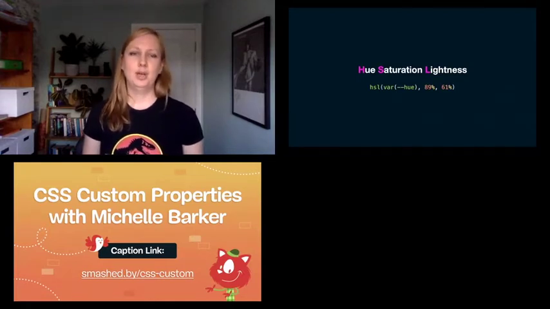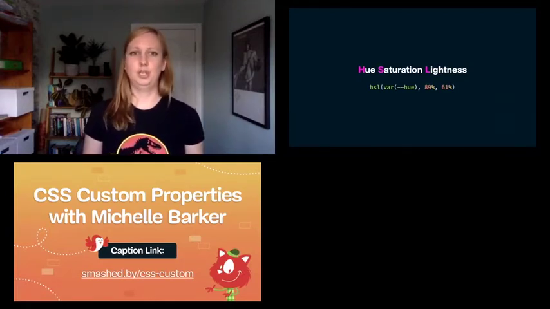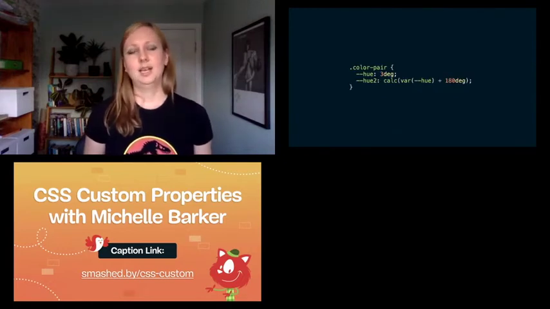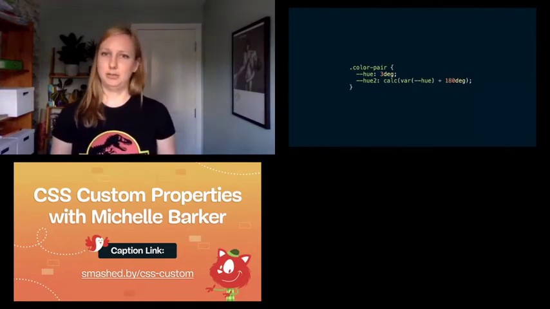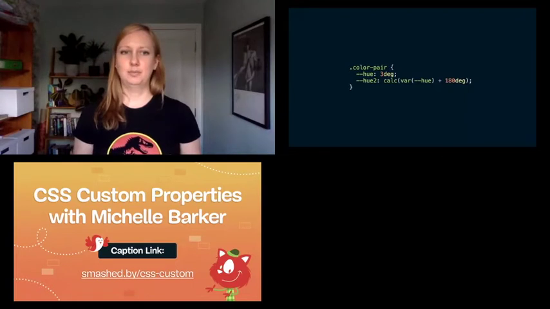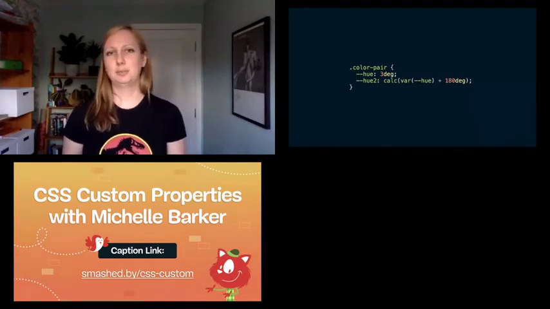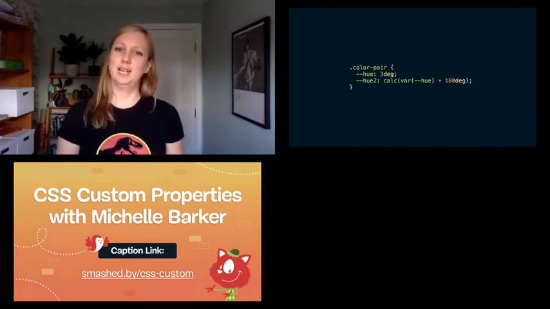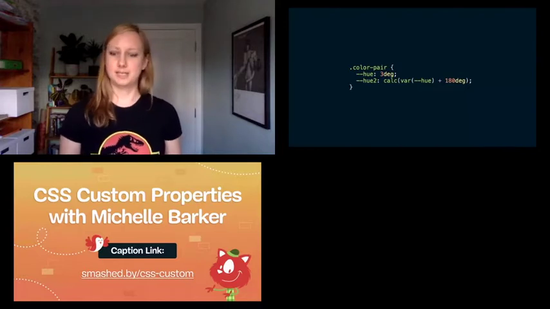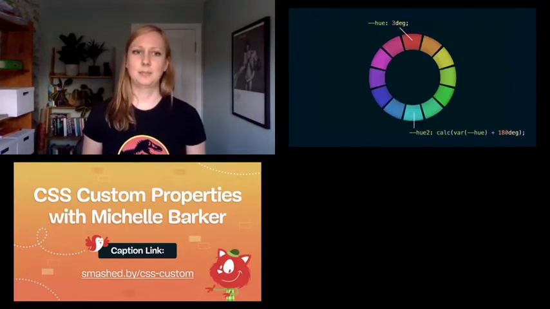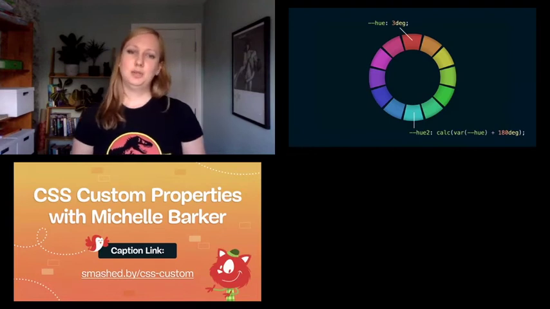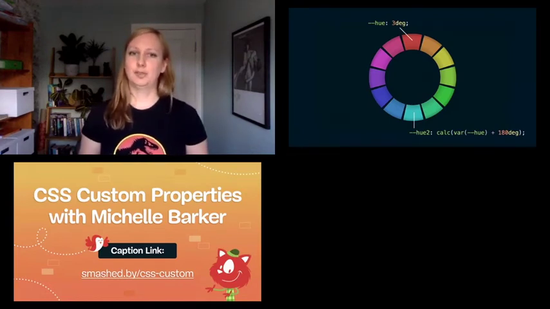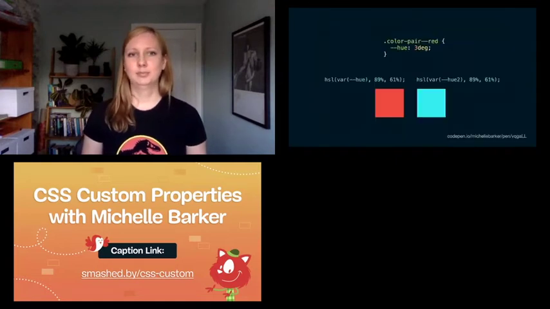So in this example, I'm using a custom property for the hue value, and I'm setting the hue value as 3 degrees, which corresponds to a red hue. And then I'm setting the second custom property, hue 2, which I'm calculating as the original hue plus 180 degrees. And that corresponds to a hue value from the opposite side of the color wheel, and that's going to give us a complementary color pair.